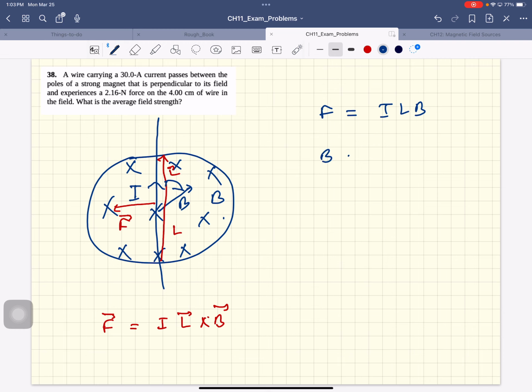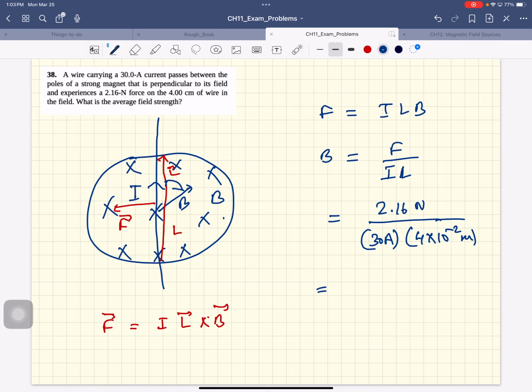They're asking you for the strength of the magnetic field. So the force is 2.16 newtons, the current is 30 amps, and the length is 4 centimeters. And this works out to 1.8 tesla.